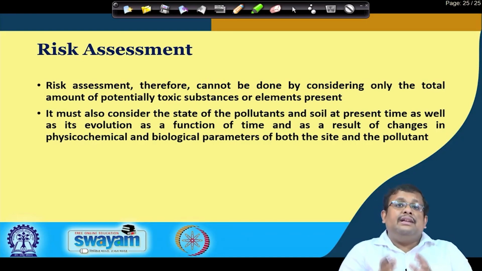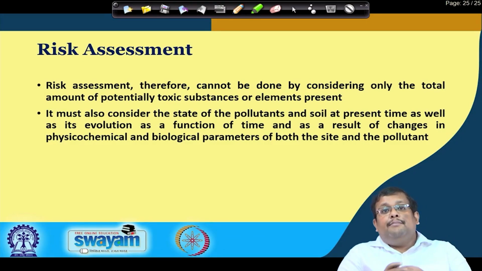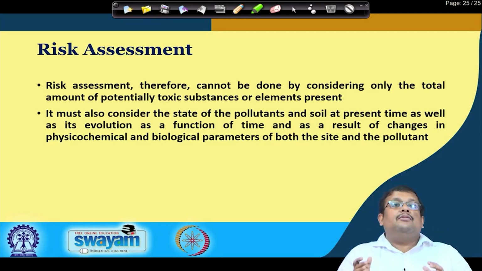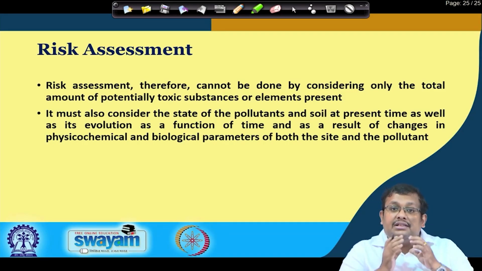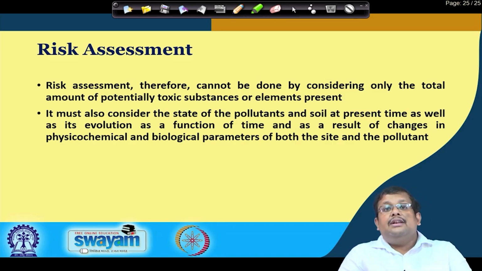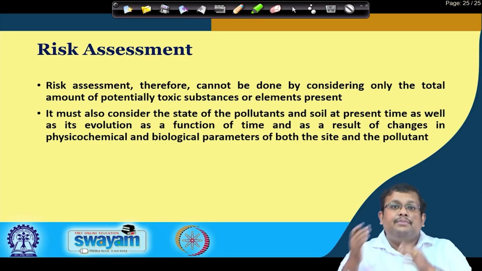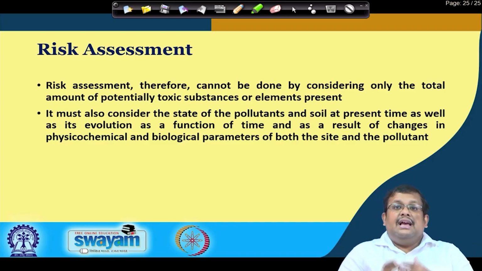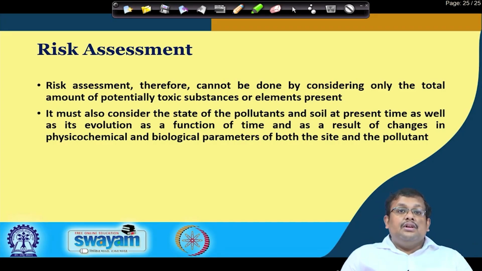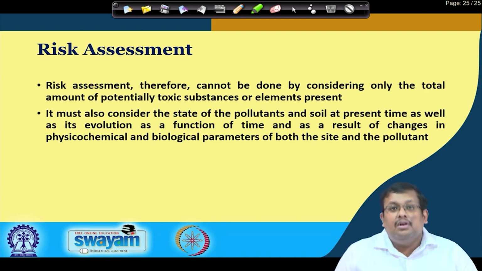So, risk assessment cannot be done by considering only the total amount of potentially toxic substances or elements present. It must also consider the state of the pollutants and soil at the present time as well as its evolution. So, both diagnosis and prognosis are a function of time, as a result of changes in physiochemical and biological parameters of both the sites and the pollutants.